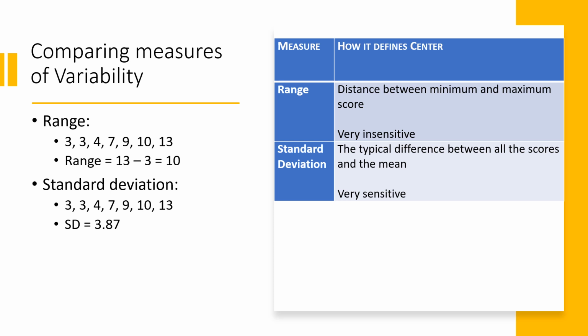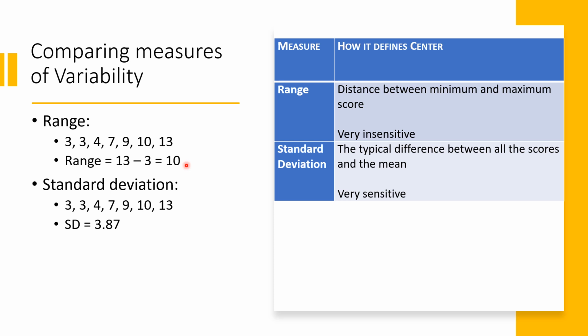Now we need to talk about the variability and the choices you have for measuring spread, or the variability of data. You have the range and the standard deviation. The range is simply the distance between the minimum and the maximum score. So you would find the minimum score, find the maximum score, find the difference between them, and that's your range.